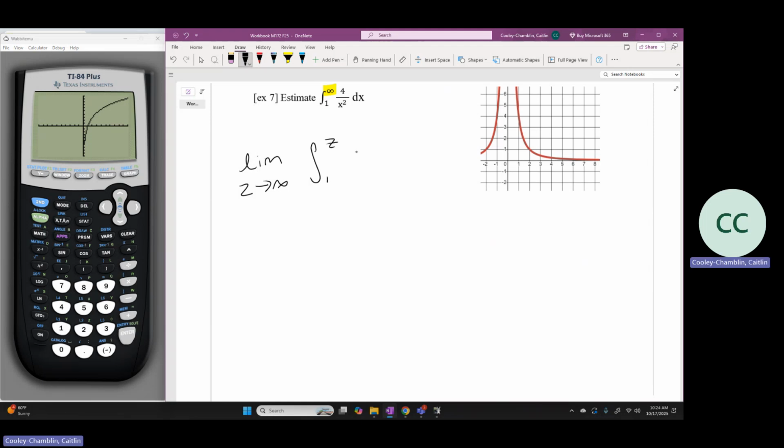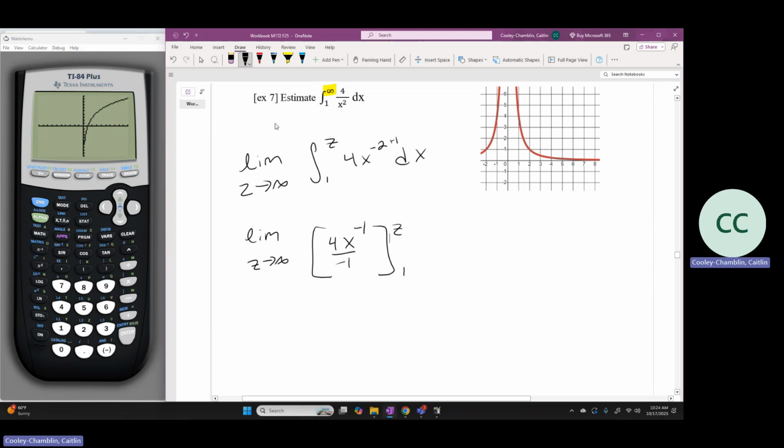From 1 to z of 4x to the negative 2 dx. So I'm going to rewrite this as 4x to the negative 2, and then I'm going to integrate this. So the limit as z goes to infinity. Remember, when we integrate, we add 1. So we get 4x to the negative 1 divided by negative 1, evaluated from 1 to z.